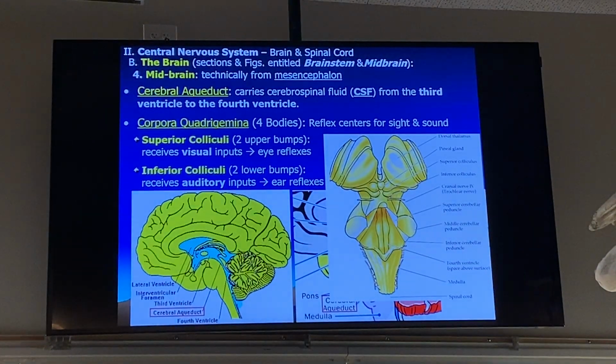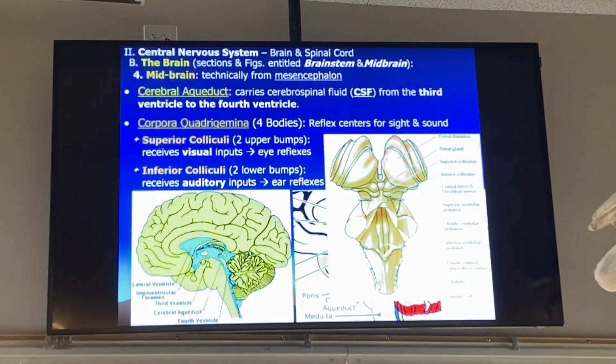That we saw last week in lab. Two superior colliculi, two inferior colliculi. This is about visual reflexes. This is about auditory reflexes.